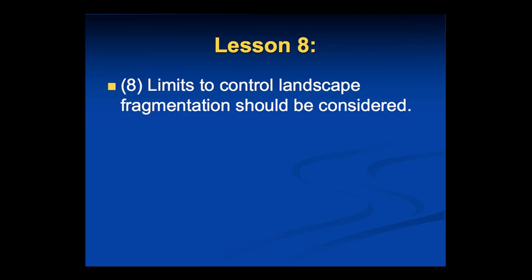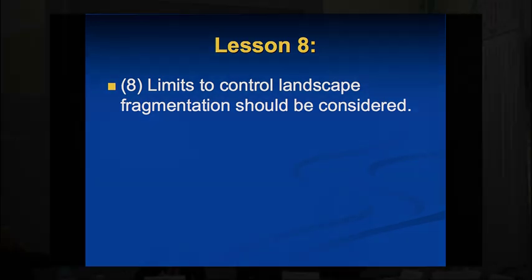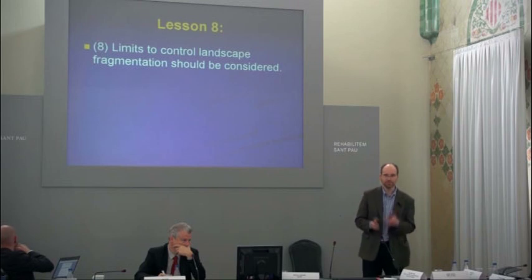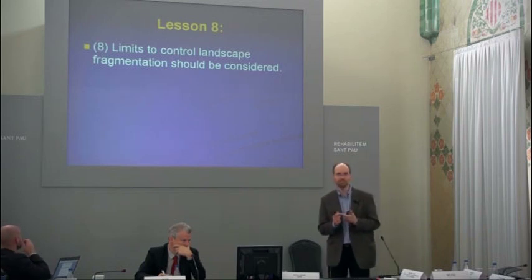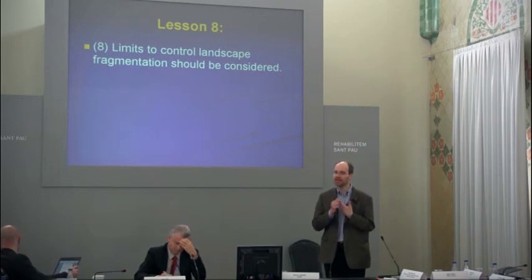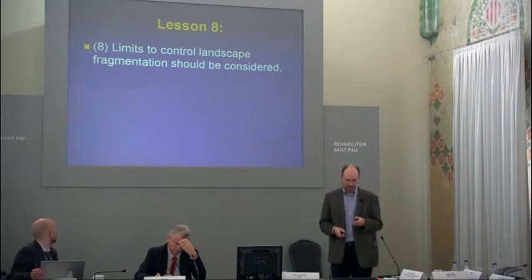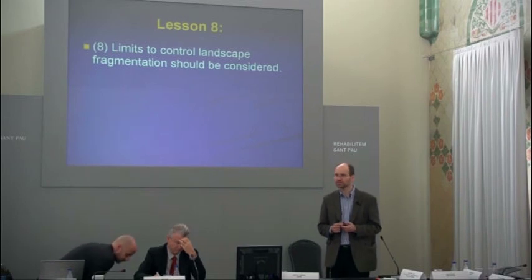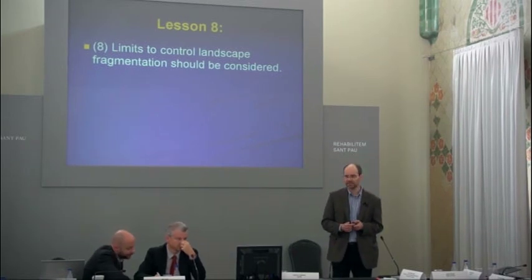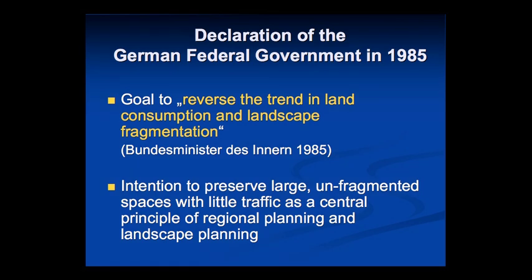Lesson 8, limits to control landscape fragmentation should be considered. We have so many limits for air quality, for water quality, and many other things. Why not have limits to landscape structural changes? This may sound a bit unusual to start, but when you think about it, it makes quite a bit of sense. And actually, the declaration was made by the German federal government already in 1985 that they have the goal to reverse the trend in land consumption and landscape fragmentation.